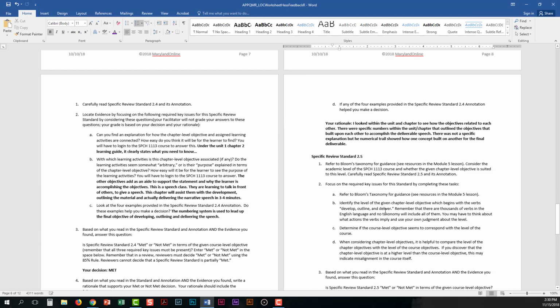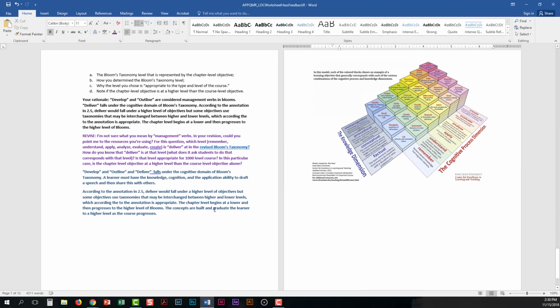And then the final question here at the end, thank you for providing that additional information to clarify where I was coming from with my original feedback. Bloom's taxonomy is all of the cognitive process dimension. So there are different taxonomies for the affective domain, and the psychomotor domain. So you can't say that the develop, outline, and deliver fall in the cognitive domain in Bloom's taxonomy, because Bloom's taxonomy is the cognitive domain.